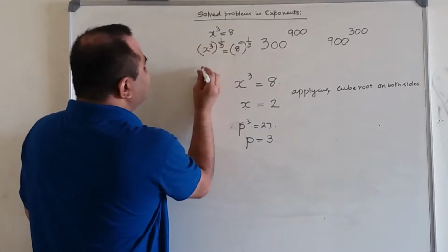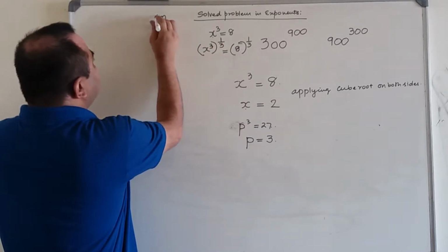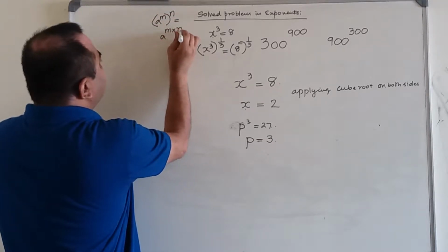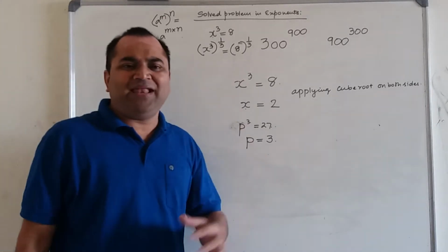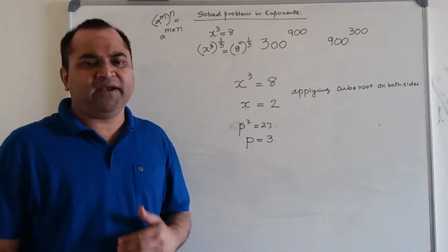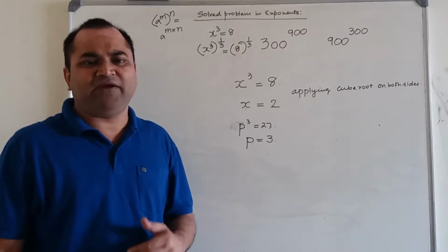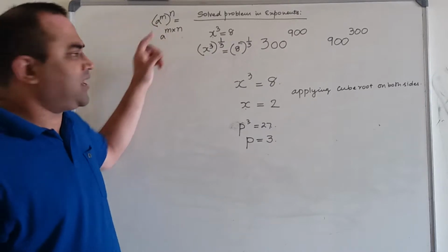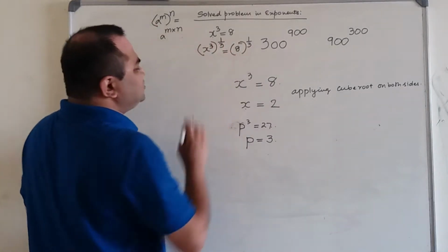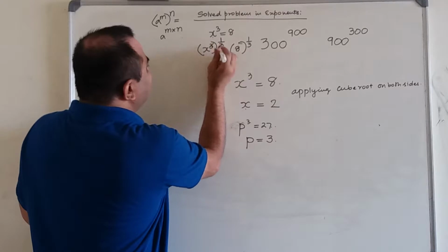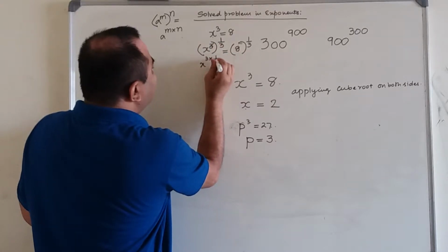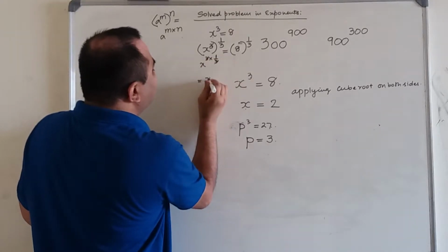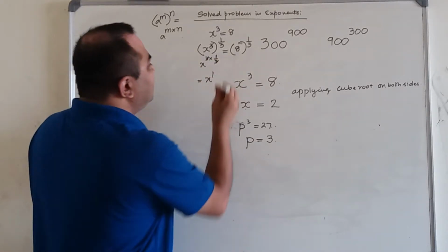Now 3 into 1 by 3. If you remember, a power m raised to n is equal to a power m into n. If you are not familiar with the rules of exponents, then do kindly watch our videos on exponents that will enable you to appreciate this formula better. So raise both sides to power 1 by 3. So x power 3 into 1 by 3 is equal to x power 1, and 3 will be gone. So x will be left on the left hand side.